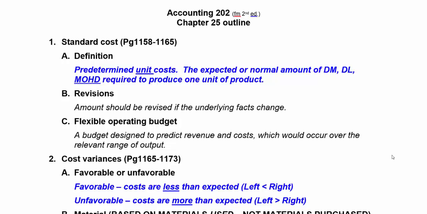Welcome to Accounting 202 at Kapiolani Community College. This session will talk about the notes for Chapter 25, which is on standard costs and the balanced scorecard.